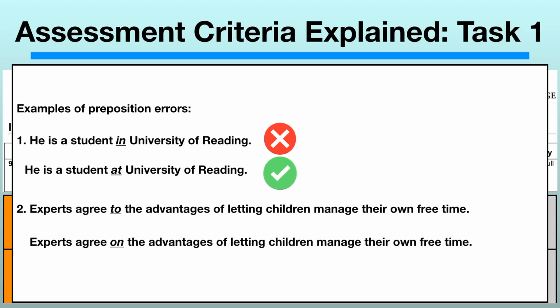The second is the preposition to be put after the verb agree. Both agree to and agree on are grammatically correct, but their meanings are different. Agree to means to accept something, while agree on means to have the same opinion about something. In the context of sentence 2, agree to doesn't make sense. The correct choice is agree on, because it's talking about the view on the topic those experts all share.